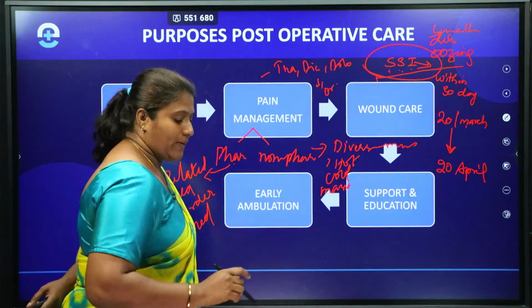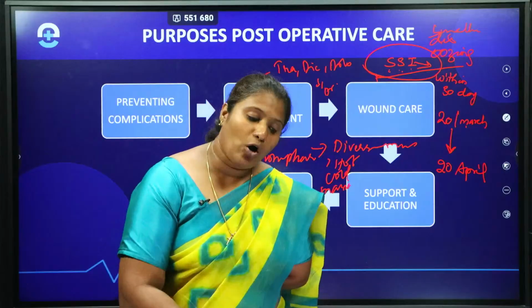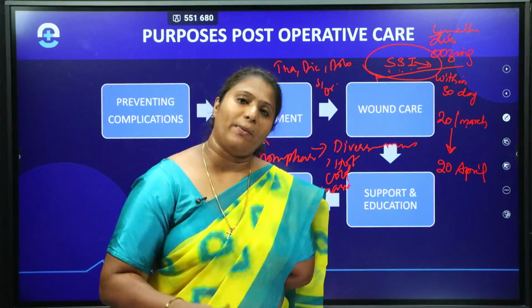Then early ambulation after the surgery, for example after cesarean section, or a small surgery like hemorrhoidectomy or appendectomy.